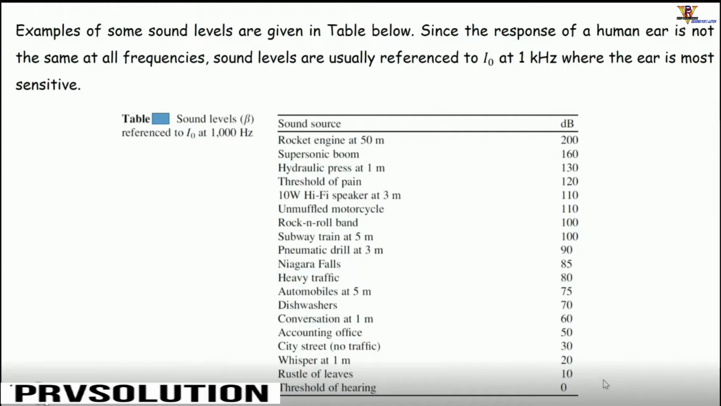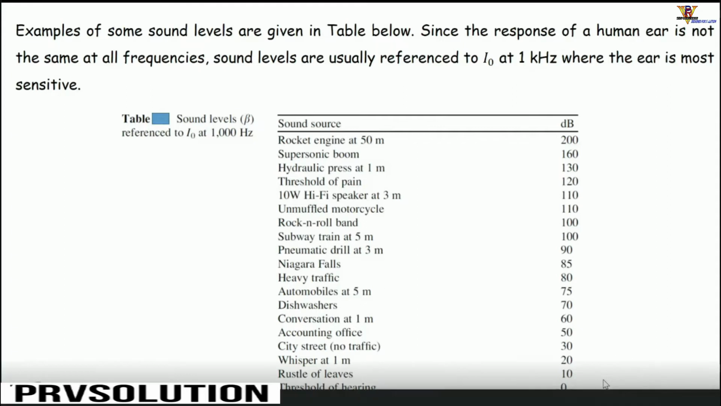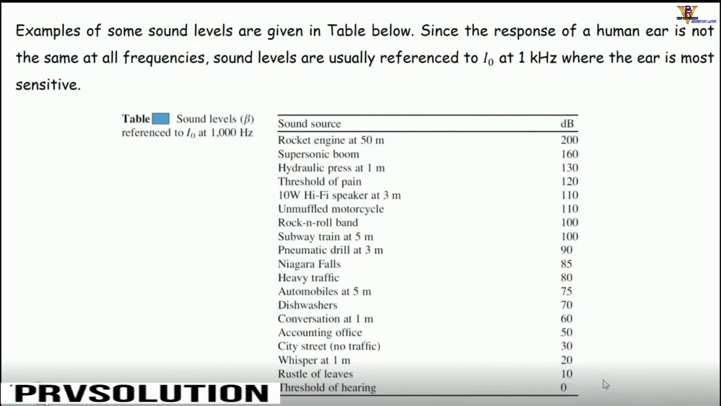If it is less than that, what does that mean? Can beta be negative? It may be negative when the source generating the sound signal has an intensity below the reference value I naught. Then it cannot be heard by a human being, and beta will be negative. We cannot hear it.